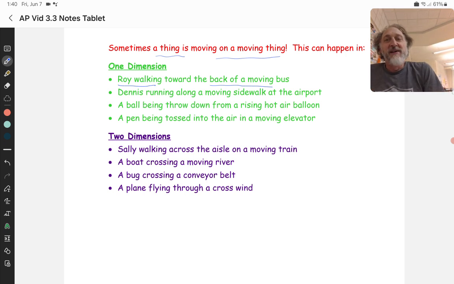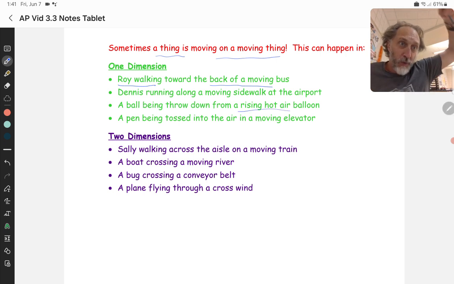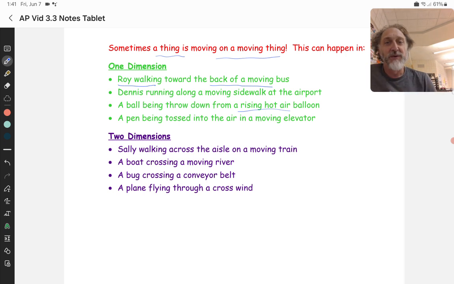Maybe Dennis is running on one of those moving sidewalk things that they have at the airport, those little conveyor belts that run on the floor. Maybe somebody's in a hot air balloon that is rising, but they throw a ball down out of the balloon, or up, because then you've got a ball which is moving from a moving balloon. Similarly, maybe a pen is being tossed into the air while you're in a moving elevator. So that's what it would look like in 1 dimension.